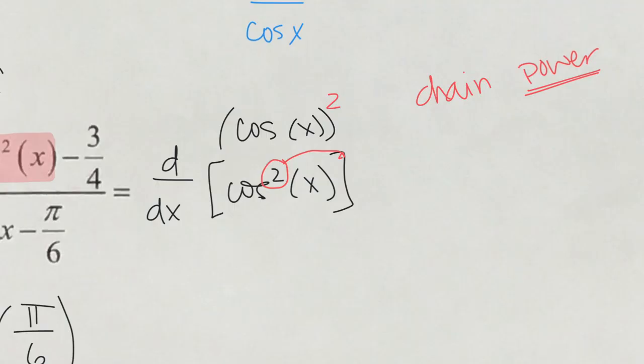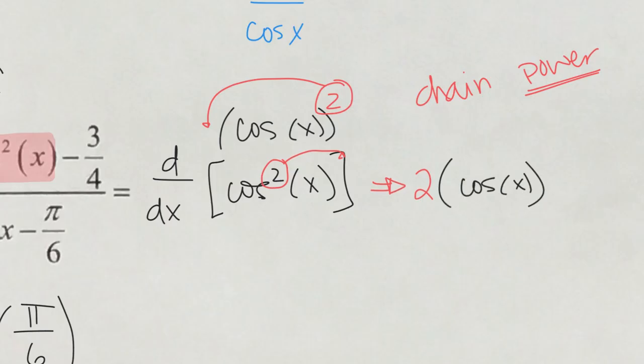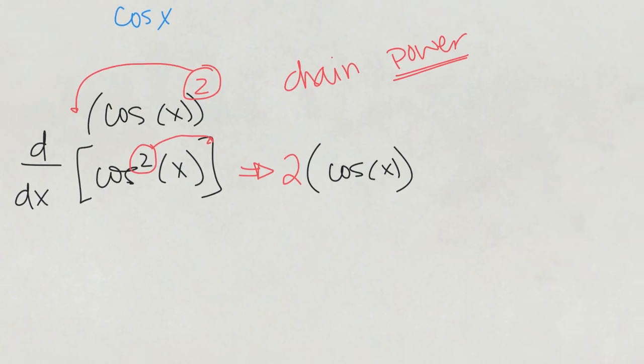So first we're going to take the derivative of our power, which means we take the power and bring it to the front. So our first derivative is 2 times the cosine of x to the first power, right? Because it's always minus 1. But of course, we don't ever write to the first power. That would be ridiculous. Everything is raised to the first power.